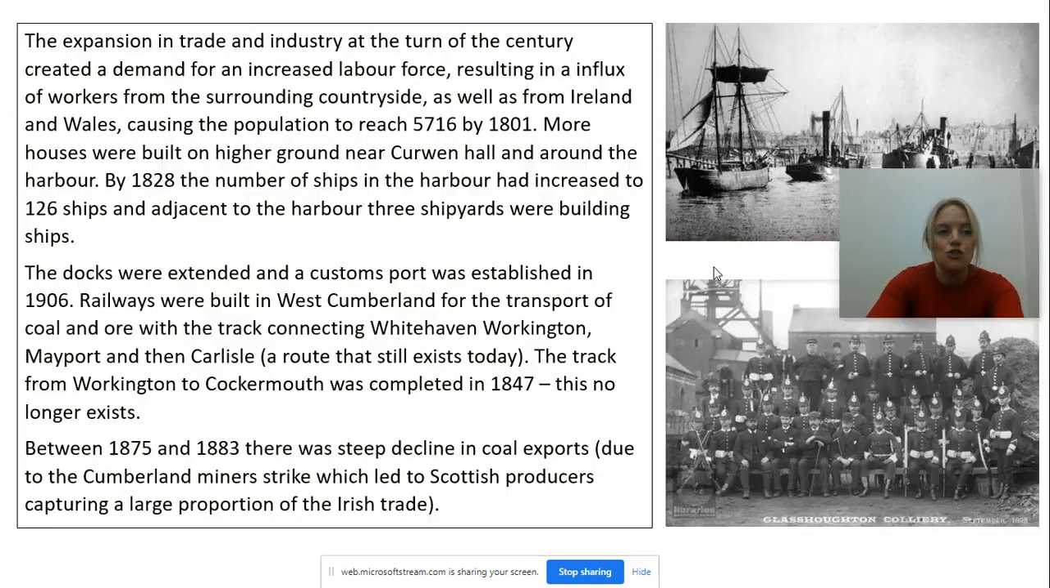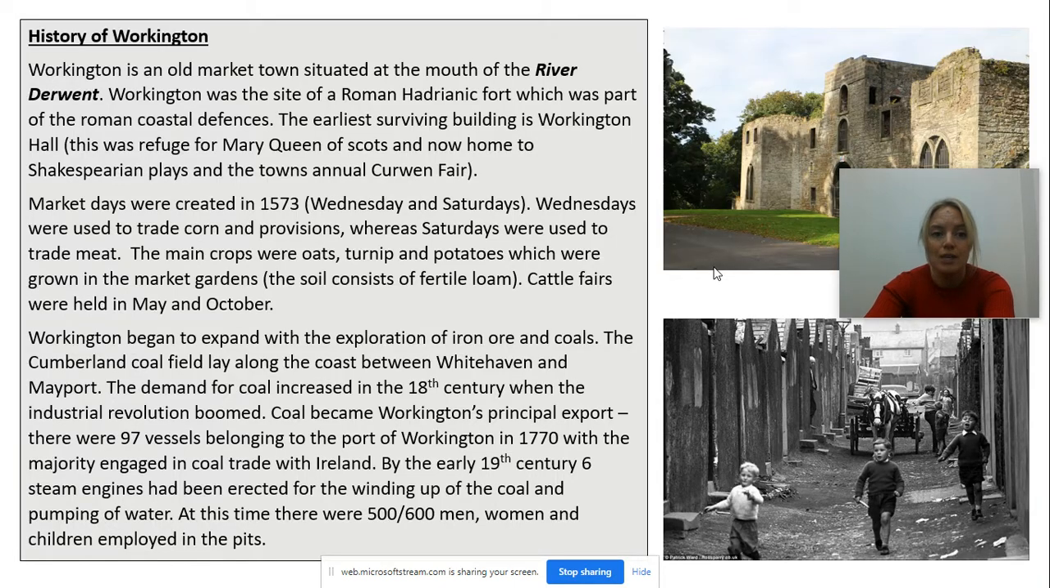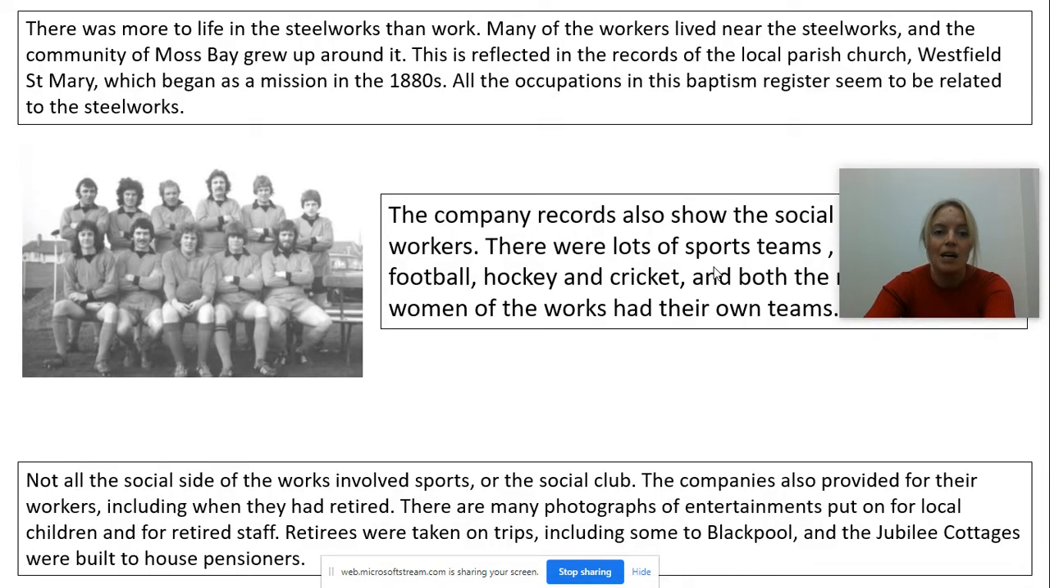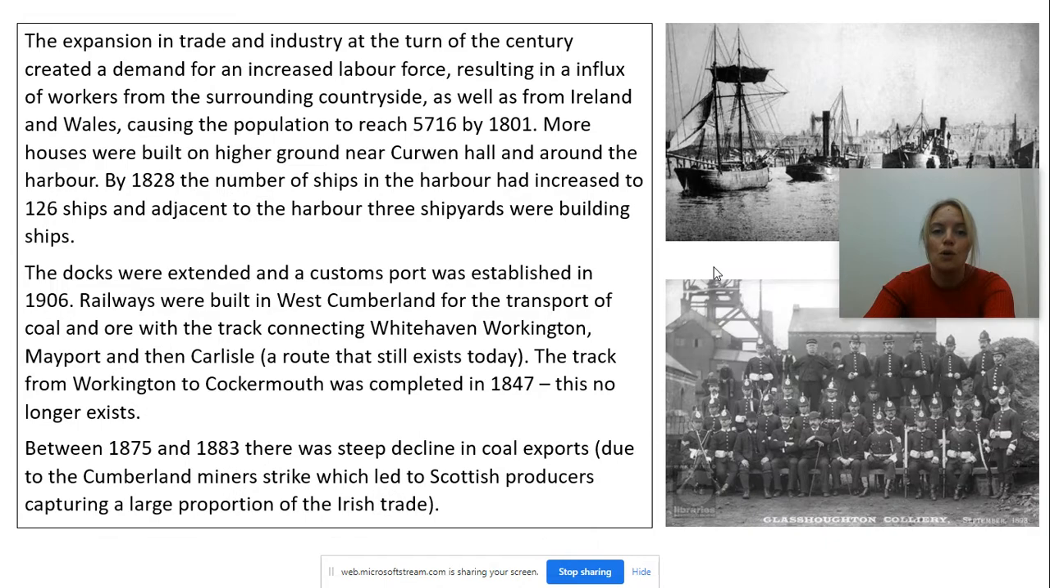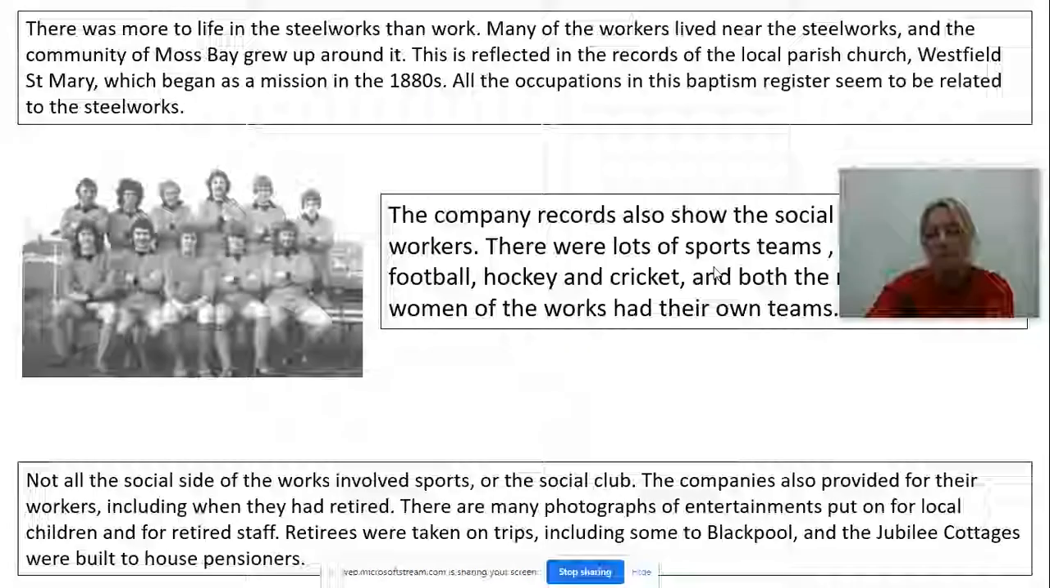So we've got the history of Workington, we've got the expansion of trade and the type of trade that we had, and we've got a little bit about the prosperity and Sir Henry Bessemer, who is a real key player in Workington's development. I want you to read through this information together, and I would like you to complete this here. So I'm going to give you 20 minutes.